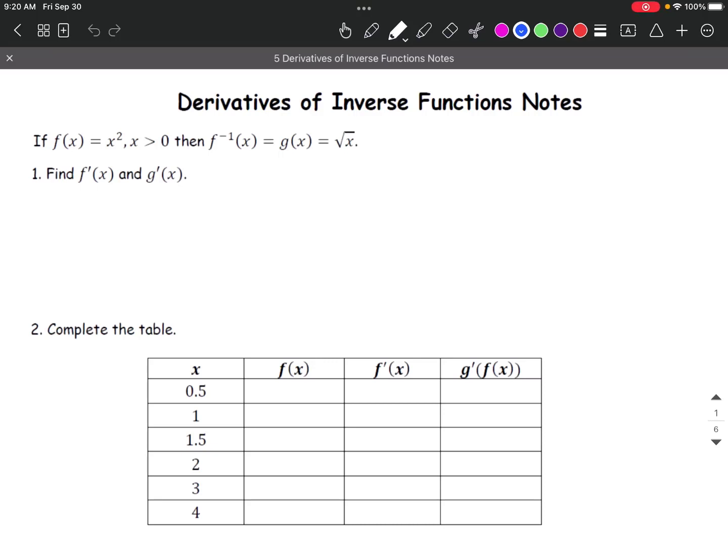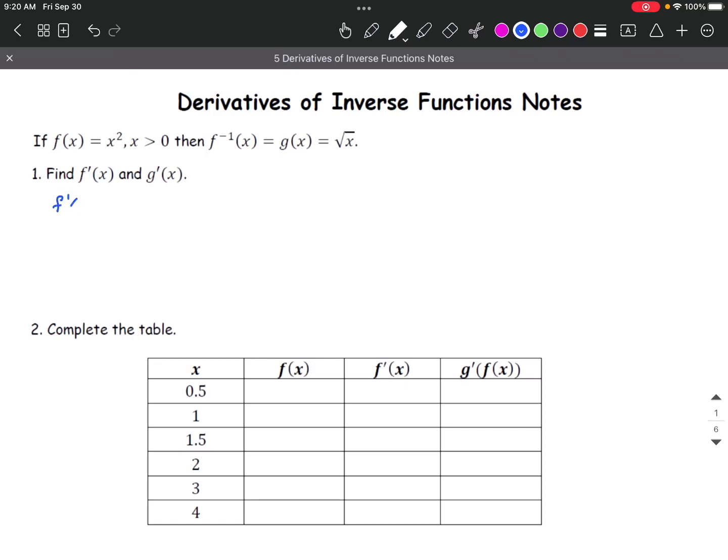Hi guys. Okay, so today we're going to look at the derivatives of inverse functions. The first thing is I'm going to give you the function f of x is x squared. So its inverse, f inverse of x equals g of x, is the square root of x. So we have a function f of x is x squared, and its inverse, g of x, is the square root of x. So I want to find f prime of x and g prime of x.